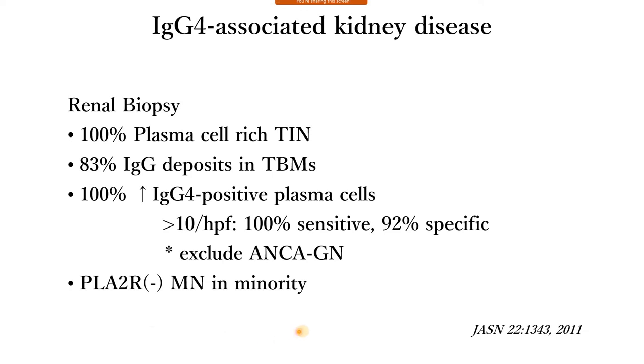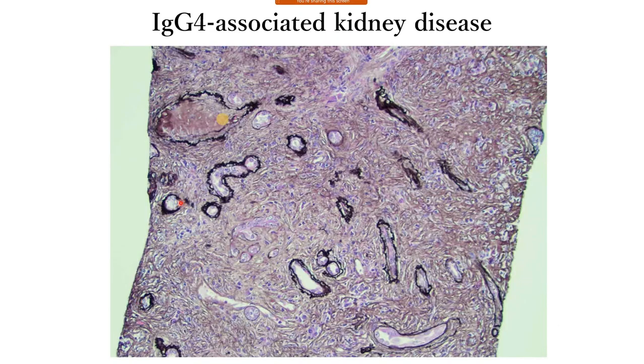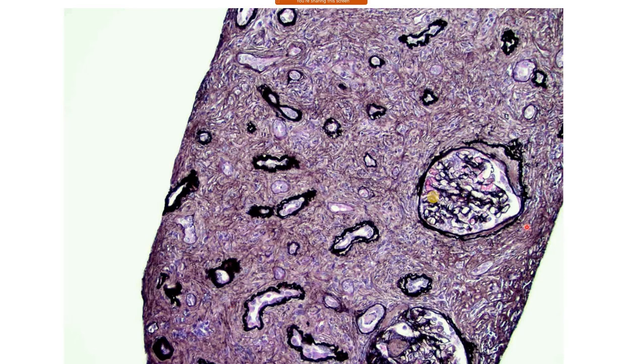Some minority of patients have PLA2 receptor-negative membranous nephropathy. This is the example. As you can see, there is very, very severe interstitial fibrosis. We call this a storiform pattern of interstitial fibrosis, like cuffing the tubules, as you can see. And this is lower magnification, and you also see the storiform pattern of interstitial fibrosis.